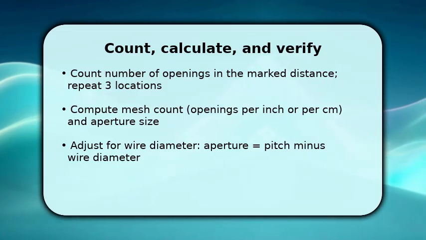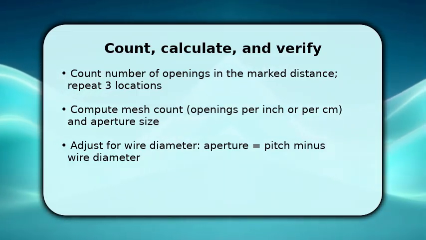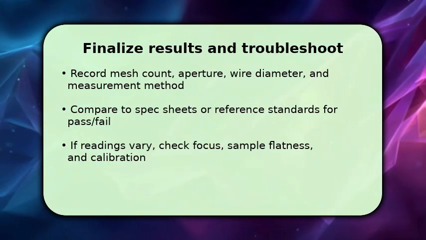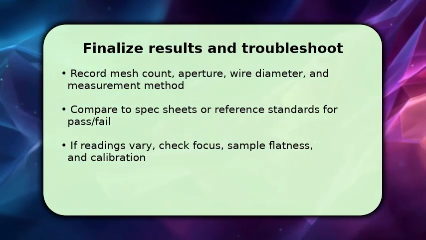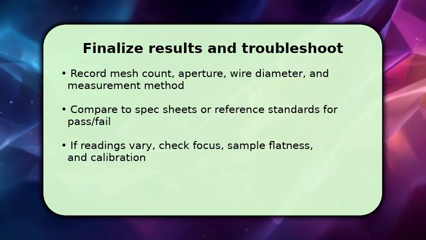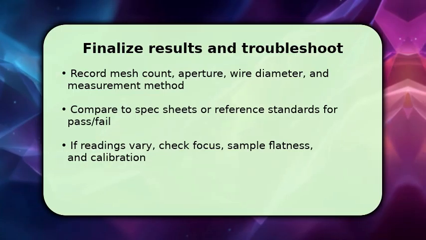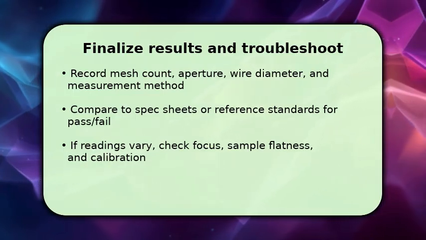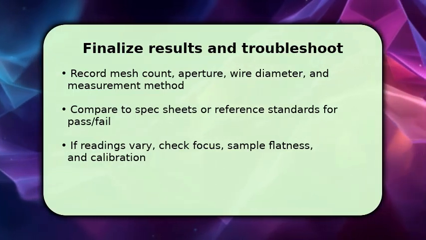Make sure to verify wire diameter with calipers. If values disagree by more than a few percent, repeat count. You finish by documenting mesh count, aperture size, wire diameter, and the measurement method so others can reproduce it. Once documented, compare your numbers to the manufacturer spec or a reference standard to decide acceptability.